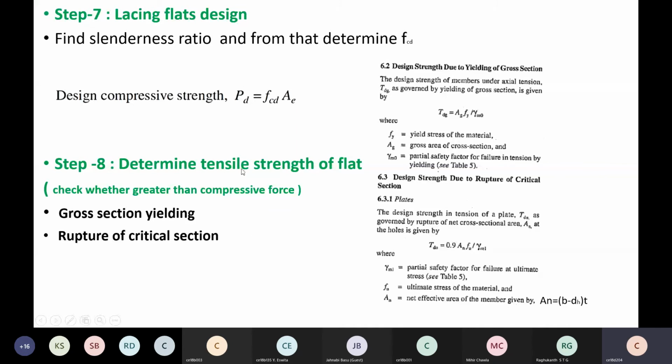So we have to determine what is the tensile strength of flat. Here we'll check whether the tensile strength of flat is greater than the compressive force acting on the lacing bar. We have already determined the cross section yielding and rupture of critical section in tension members. You already know how to calculate it. You calculate what is TDG and TDN. First calculate cross section yielding TDG. You know AG, you know Fy, you know gamma m naught. So you tell me what is the strength due to the yielding of cross section.